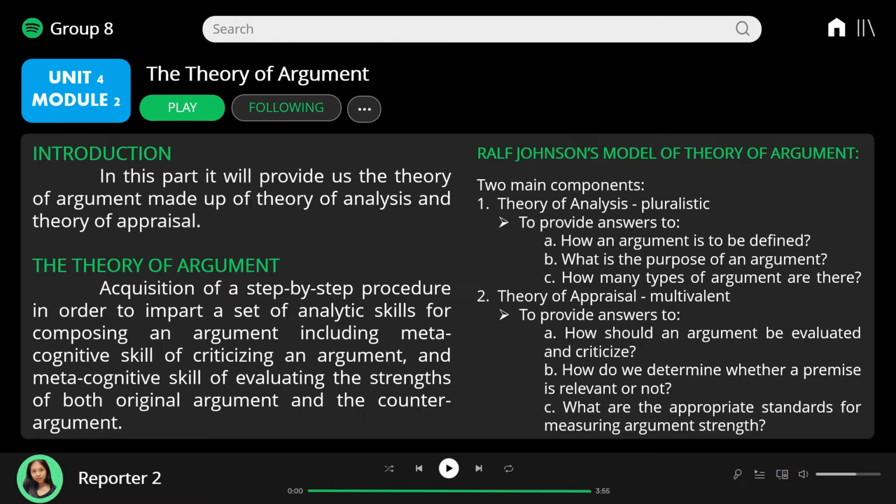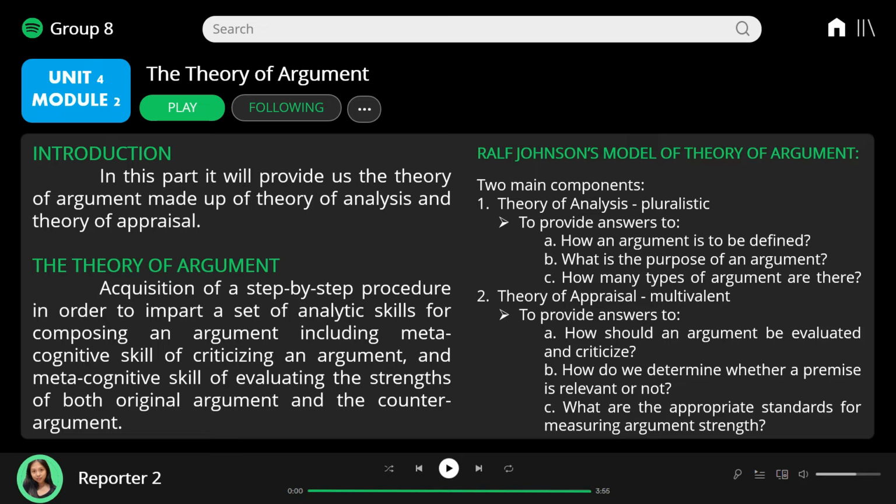It is an acquisition of a step-by-step procedure in order to impart a set of analytic skills for composing an argument, including metacognitive skill of criticizing an argument and metacognitive skill of evaluating the strengths of both original argument and the counter-argument. So, sinasabi dito na composing an argument is an acquisition of step-by-step procedure with an aim na makareach sa metacognitive skill or metacognition or pagiging aware sa process ng pagbuo ng argument and yung pattern na ginawa before having that argument. So, in order to reach the metacognition, we need to also prepare the counter-arguments of the argument that we made.